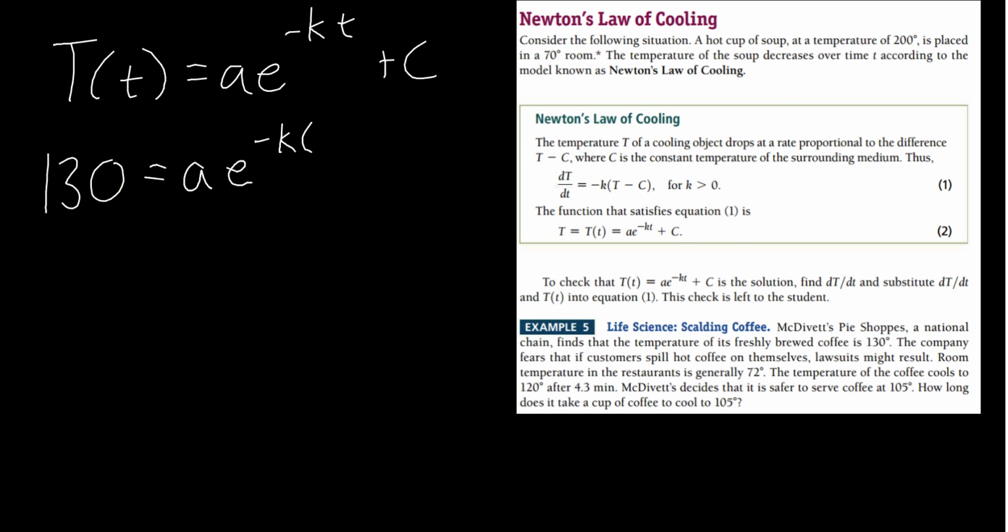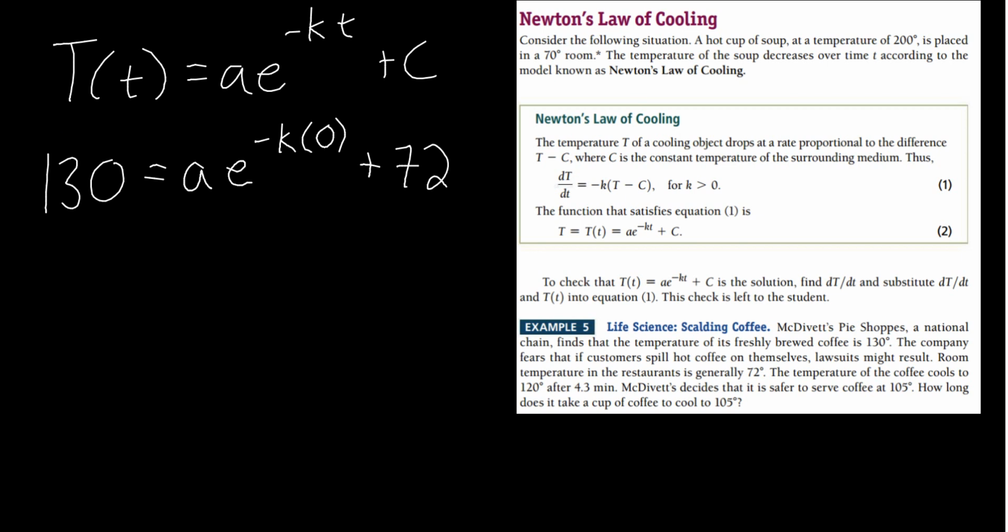But what we do know is that if the temperature of the coffee is 130 degrees, then that must mean that the time here must be 0 minutes, because that is as soon as that coffee is freshly brewed. It's right off the bat. So at time t equals 0, my coffee is 130 degrees. And then of course plus C, which is the surrounding medium or room temperature, which is 72 degrees.